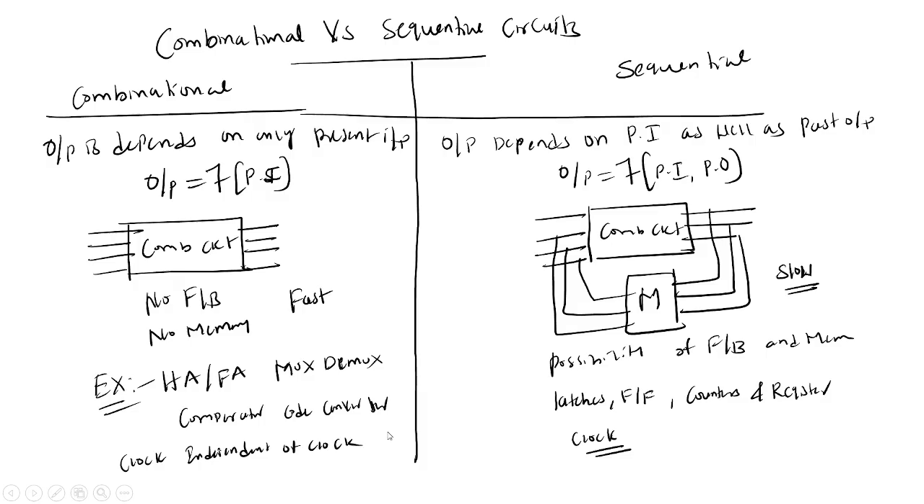Basically, in combinational circuits the output depends only on the present input. In sequential circuits the output depends on the present input as well as past outputs, so there will be feedback. Combinational is fast and sequential is slow. Combinational doesn't have a clock, sequential has a clock. Combinational doesn't have memory, sequential has memory. Examples: half adder, full adder, mux, demux, and we already saw latches, flip flops, counters, registers.